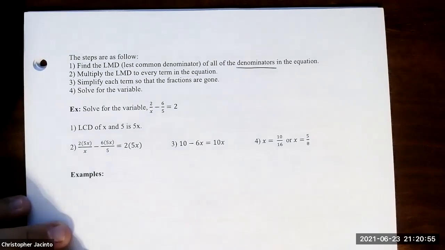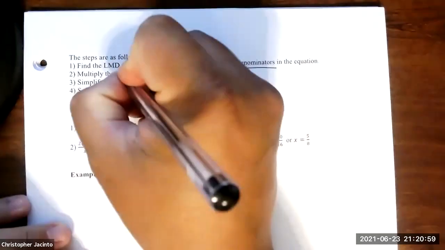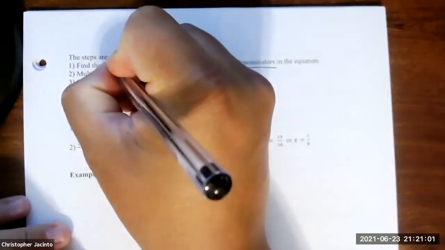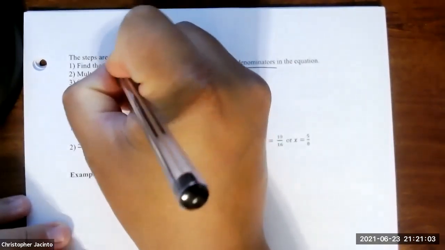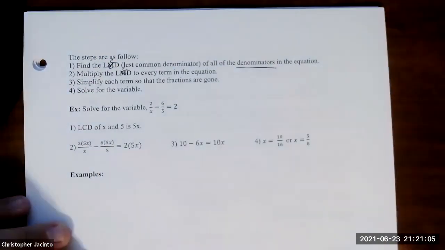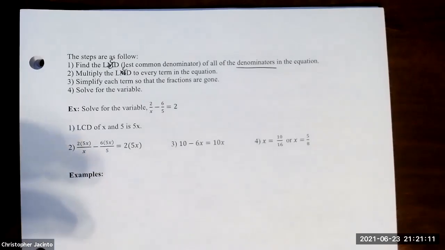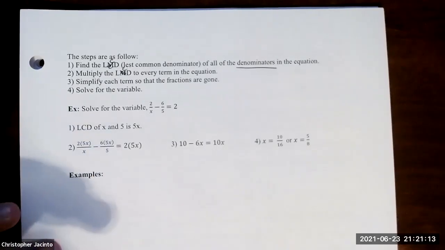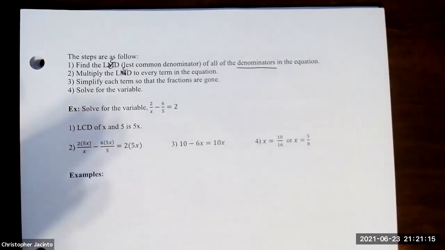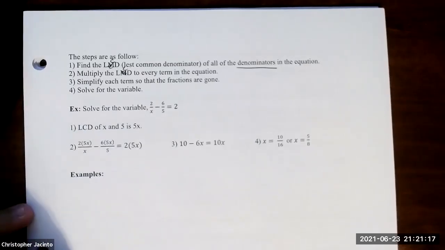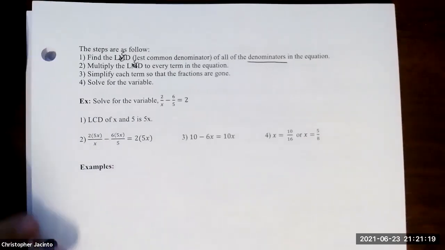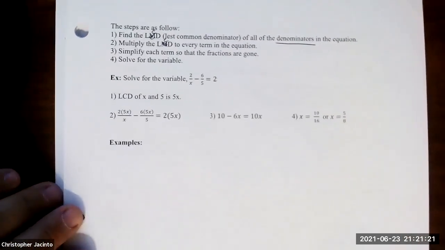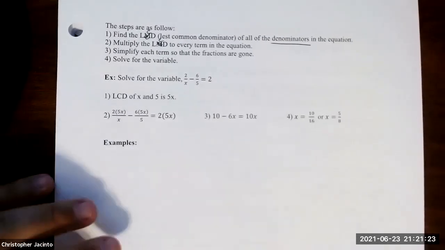So once we find that, we're going to multiply the entire equation by the LCD. I misspelled that, sorry. LCD, a quick fix there. I don't know why I put M instead of C. That's weird. Multiply the entire equation by our LCD. And the reason we do that is because all of the fractions will go away, which is everybody's favorite, right? All the fractions go away, and now it becomes a nice equation to solve.